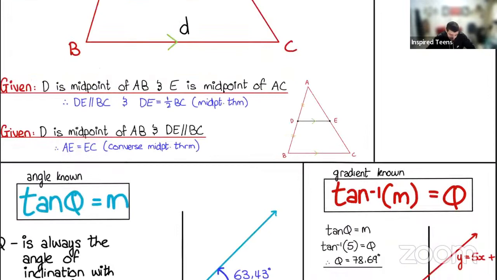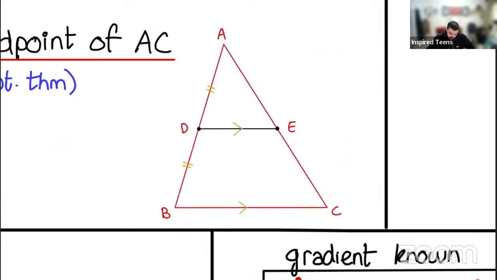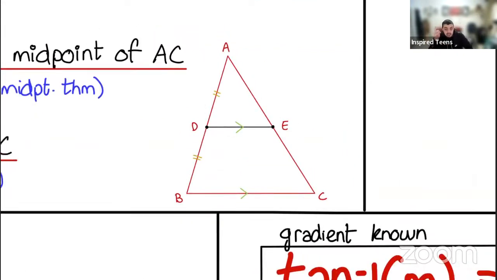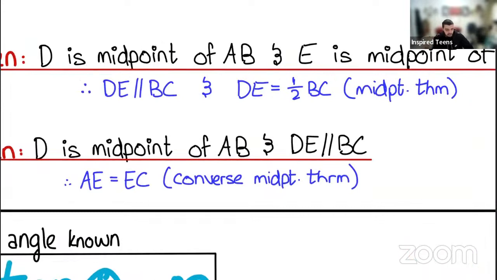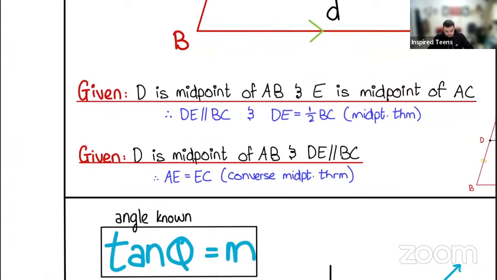Basically, it says if D is the midpoint of AB and DE is parallel to BC, so if only this is given, meaning they give you that on one side of the triangle, the midpoint is indicated. Okay, we don't know if E is the midpoint. It's not given. They don't tell us specifically E is the midpoint of AC. They only tell us that D is the midpoint of AB, but they also tell us that DE is parallel to BC. So that's what's given: one side midpoint and parallel lines.